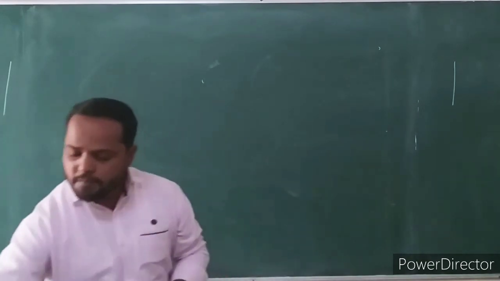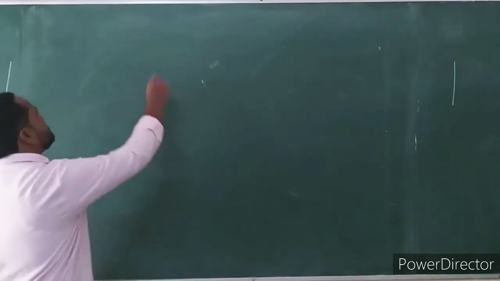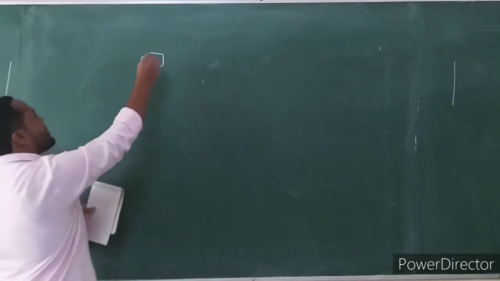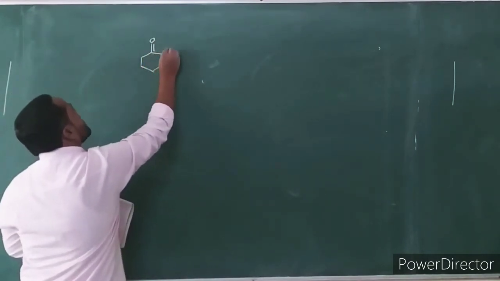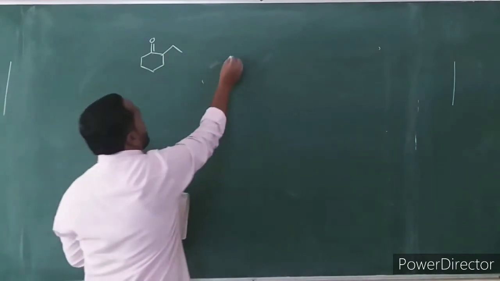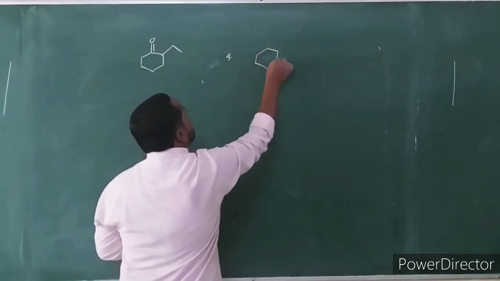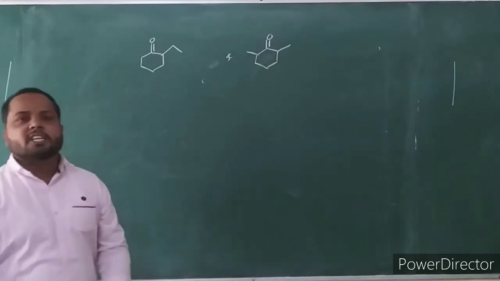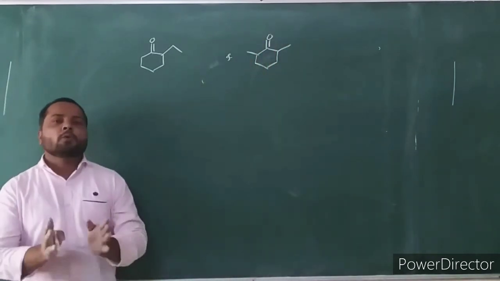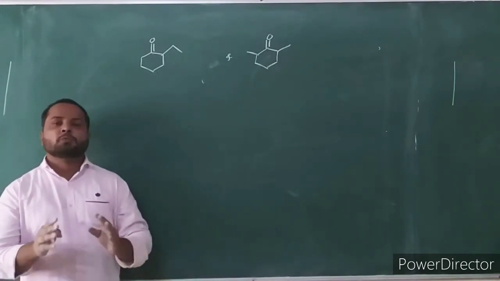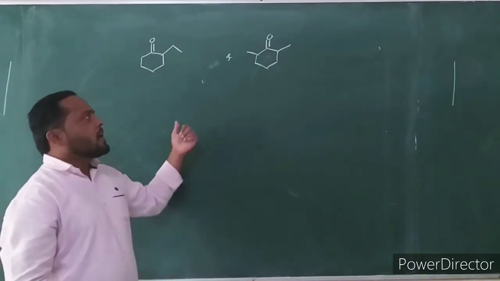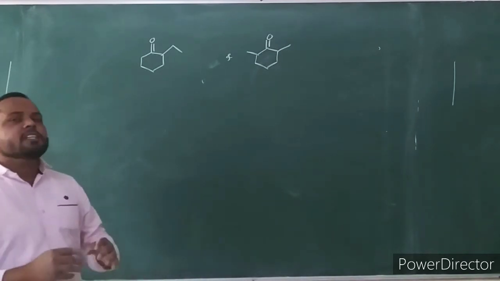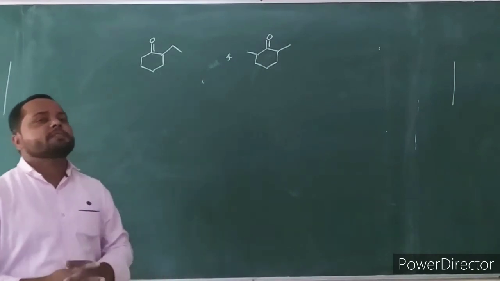Then consider the example. How will you distinguish these pair of compounds by mass spectrum? These are two isomeric carbonyl compounds. How will you distinguish these two compounds with the help of mass spectrum? We can easily distinguish them with the help of McLafferty fragmentation.